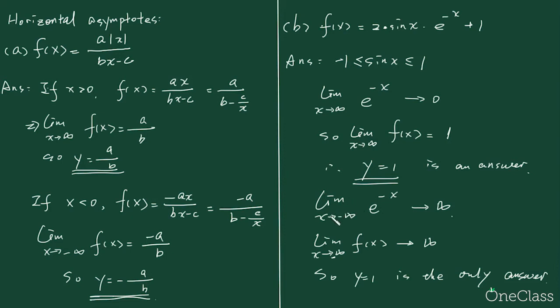So we take a look at the other side, which is x approaching negative infinity. However, this time when x approaches negative infinity, e to the power of negative x is approaching positive infinity. So the limit as x approaches negative infinity, f of x is approaching positive infinity. And this one is not bounded. So we don't have a horizontal asymptote for this. Therefore, y equal to 1 is the only answer.